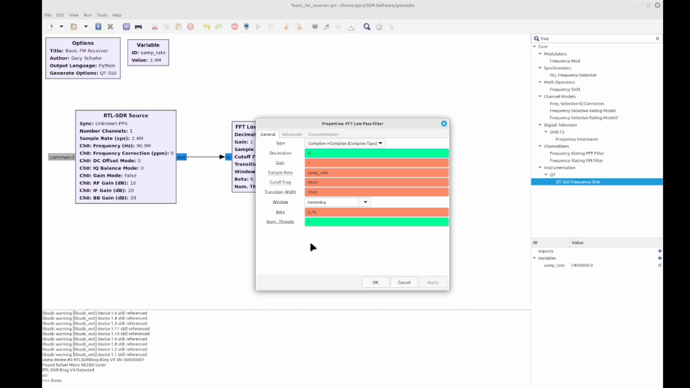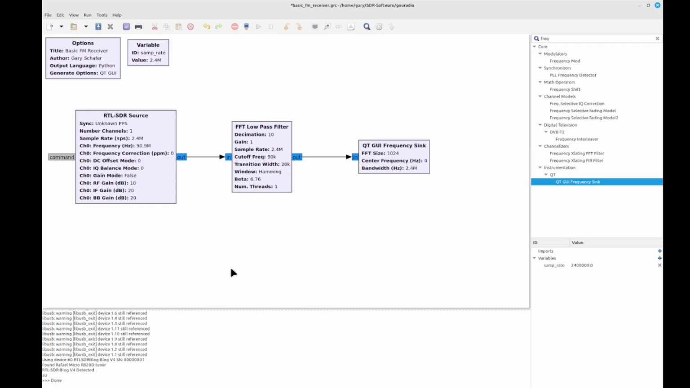Specifically, because I've set the cutoff frequency at 90 kilohertz and my transition width at 20 kilohertz, that's a maximum of 110. Consider that to be essentially my Nyquist frequency. If I take that times 2, that would be my Nyquist rate, which is about 220 kilohertz. My current sample rate is 2.4 megs, so if I take 2.4 megs divided by 10, that's 240 kilohertz. I still maintain Nyquist, and it's a nice round number.